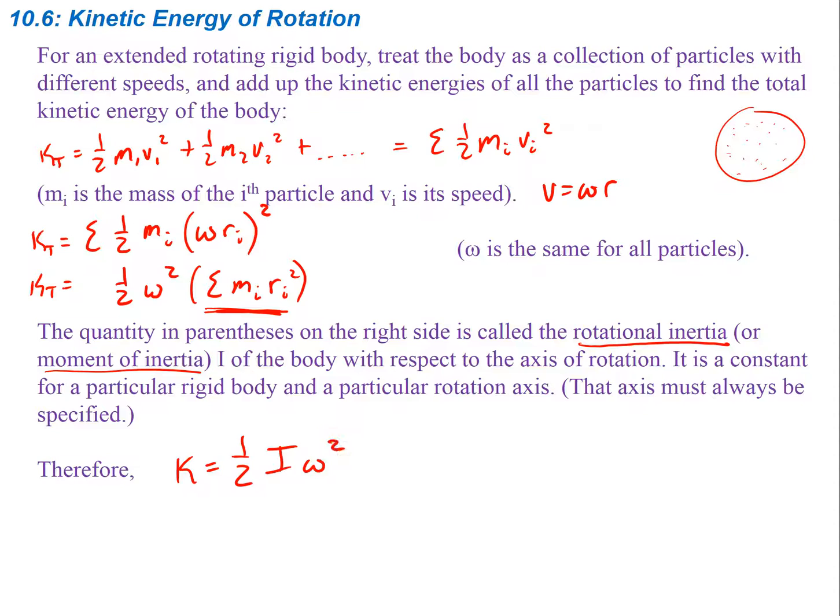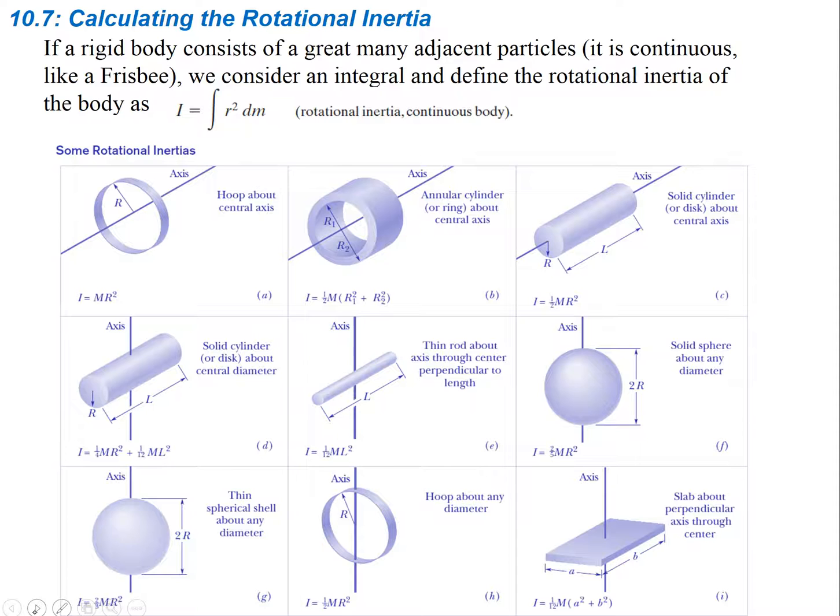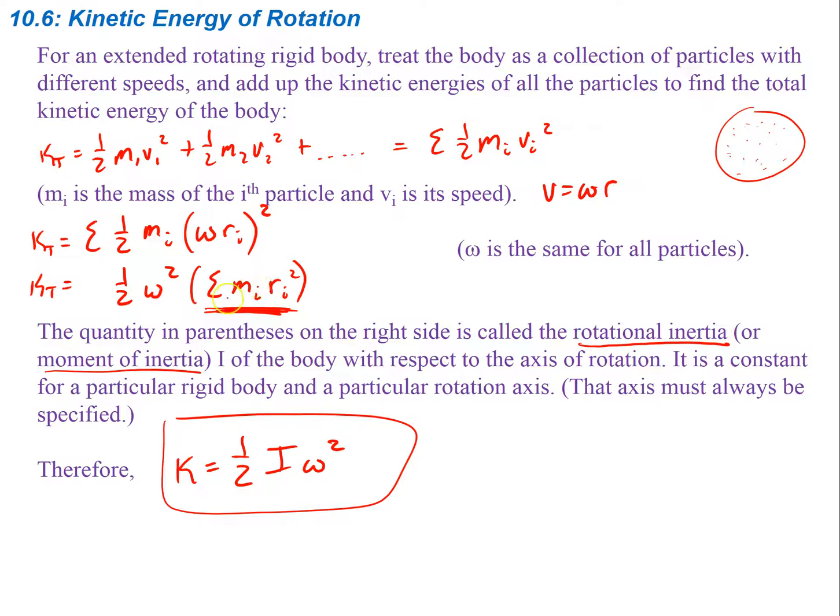All right, so on the next slide, that's for our kinetic energy. So let's figure out how we figure out I. On the next slide, you see that I can be written in this form. We took our summation and wrote it in integral form, essentially saying we're looking at each individual mass element dm on the object, and we're multiplying it by the radius squared. If you notice, that's exactly what we have in our summation: some mass times the radius squared.